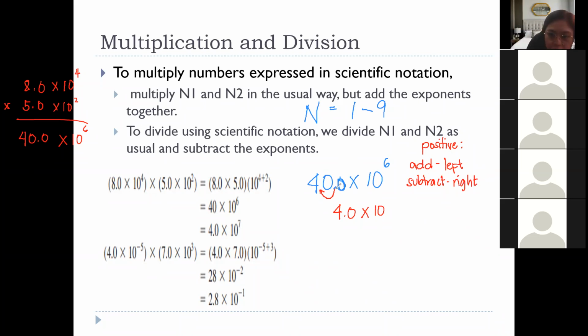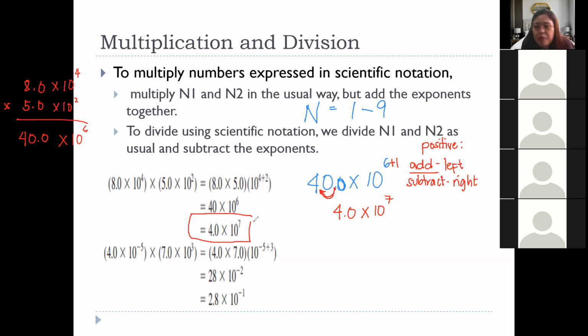So what is our movement? From here to here, just one place, that's going to the left, meaning we add. We add the number of places we moved to the exponent. We moved only once, so 6 plus 1 is 7. So this becomes the final answer: 4.0 times 10 raised to the power of 7. Questions? Do not forget our rule.